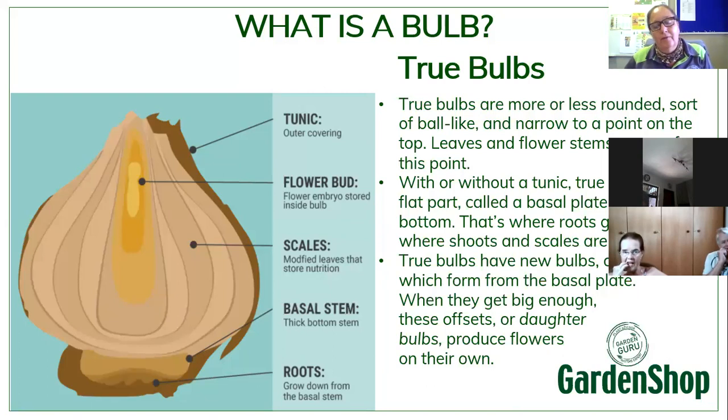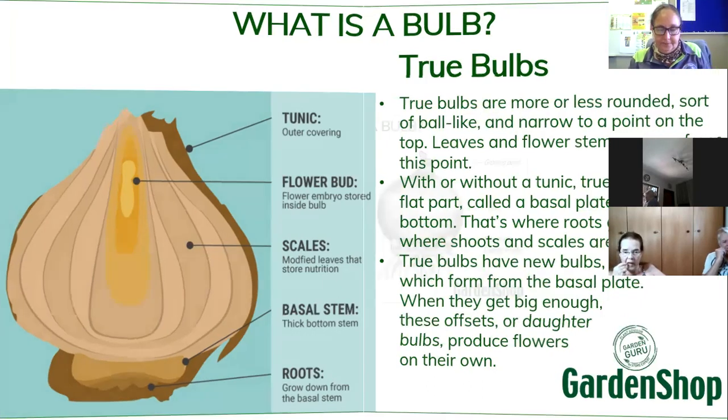And then at the bottom, we've got what we call a basal plate, and that is the section where the roots would then emerge. Now, some true bulbs have a tunic, or some are without a tunic. A tunic is like a covering layer, a coat, over the bulb. Now, true bulbs make new bulbs called offsets, and they make that from the basal plate. Those offsets can be removed, and they will develop into bulbs themselves, or they could stay attached to the mother bulb, and they will grow and make their own flowers.